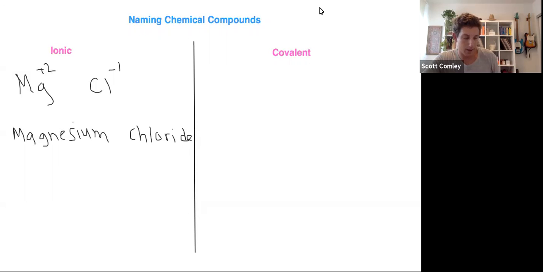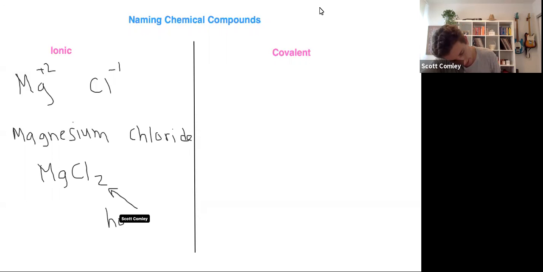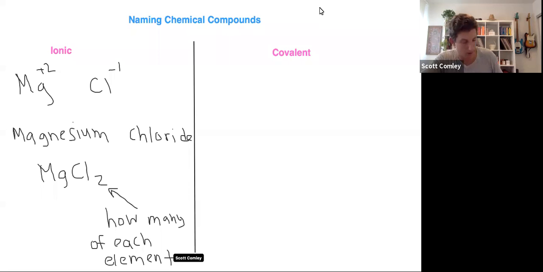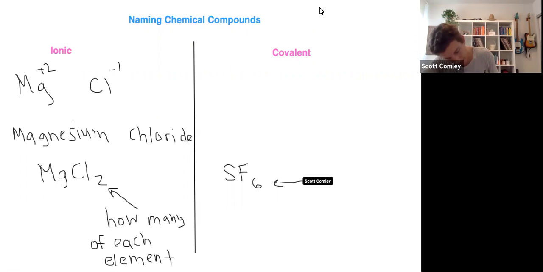Okay, but I also want to talk about writing the compound. Let me quickly write what it is and then I'll talk about why. The number down below, that's how many of each element. So in another example right over here, like SF6, that's a covalent one, which we'll get to, that's 6 fluorines.